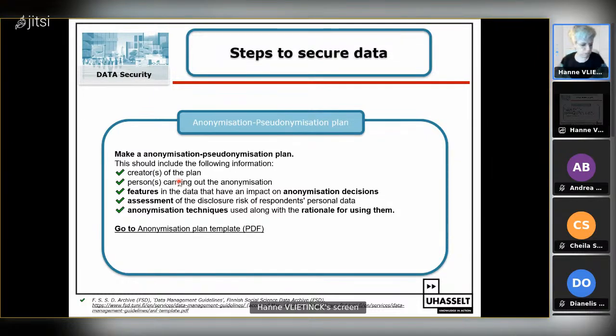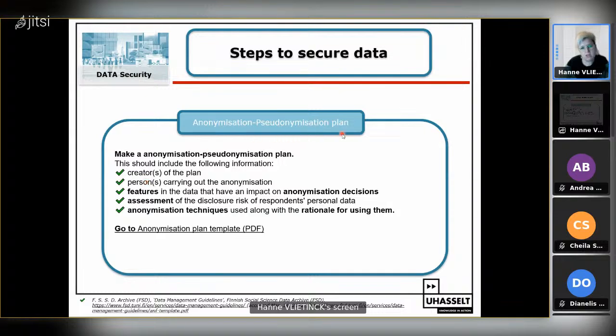I know that a lot of researchers see it, or are going to see it, as an administrative burden, even the data management plan. But as RDM champions, we should motivate and convince the researchers why data managing is so important. And the same for privacy and the rules that go with it.